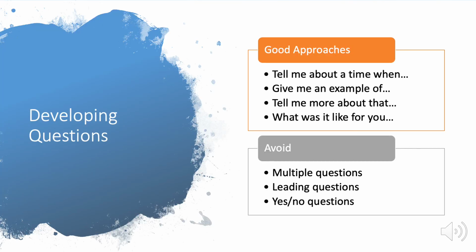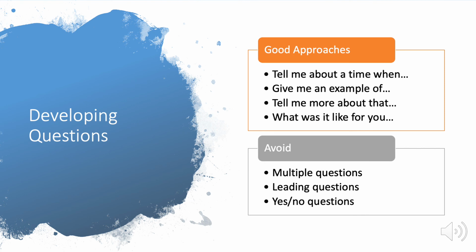So when you're developing questions, we want most of our questions to be open-ended. So a good approach would be something like, tell me about a time when you experienced X, or give me an example of Y. What was it like for you to experience Z? Where you're not really giving them any preconceived ideas about what they should say.